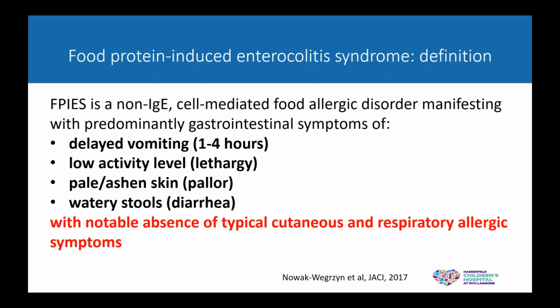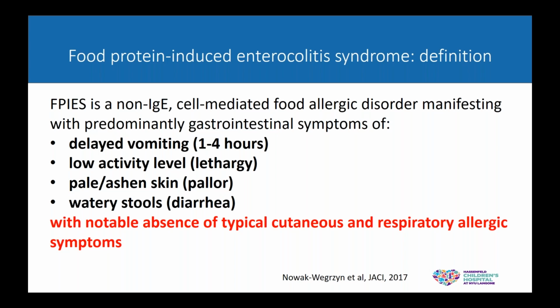The definition of FPIES is that of a non-IgE cell-mediated food allergic disorder that manifests with predominantly gastrointestinal symptoms of delayed, repetitive, and forceful vomiting that usually starts within 1 to 4 hours after food ingestion, and commonly at about the 2-hour mark. It is frequently associated with an alarming appearance of the affected patients, such as low activity level, which we refer to medically as lethargy, and pale or ashen skin.